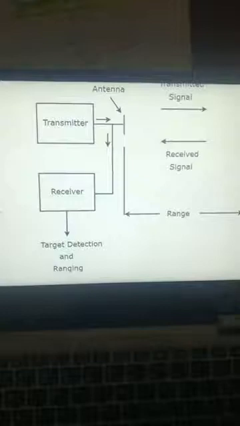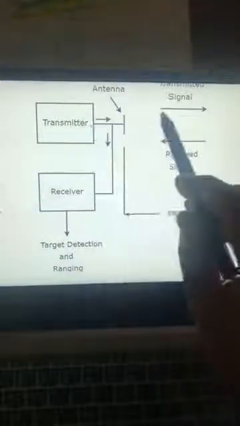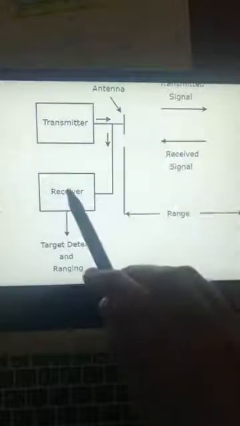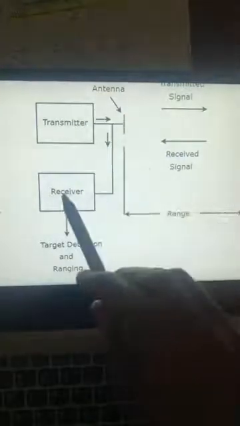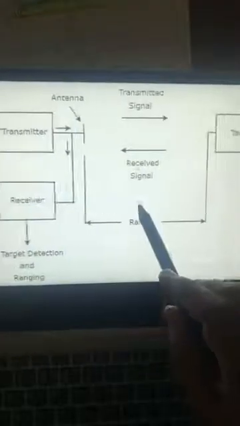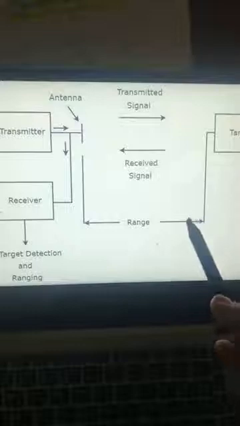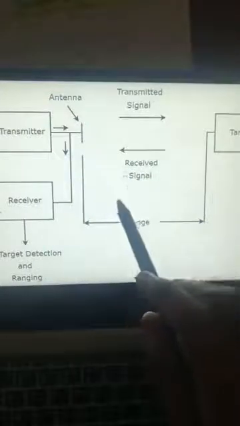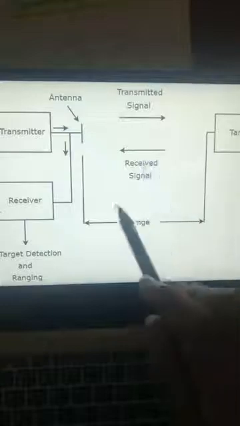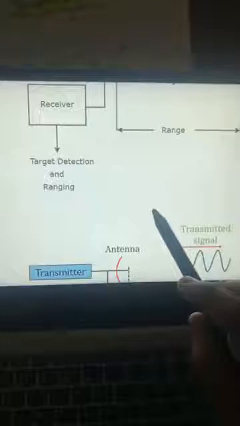There is a transmitter, and the antenna can switch so that you transmit and the receiver is off, then you are silent and then you are receiving. You transmit, the signal hits the target, and the delay of the time at which you receive that pulse back will help you to calculate the range. This is how you do target detection and ranging.